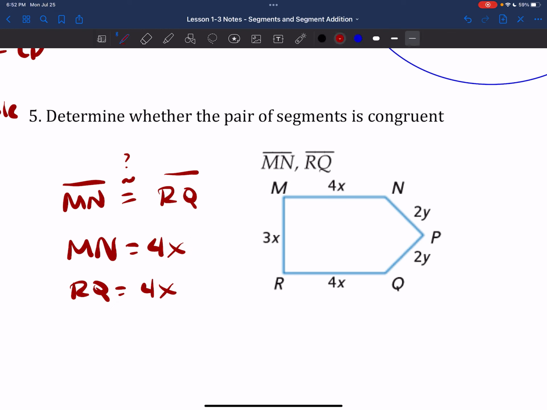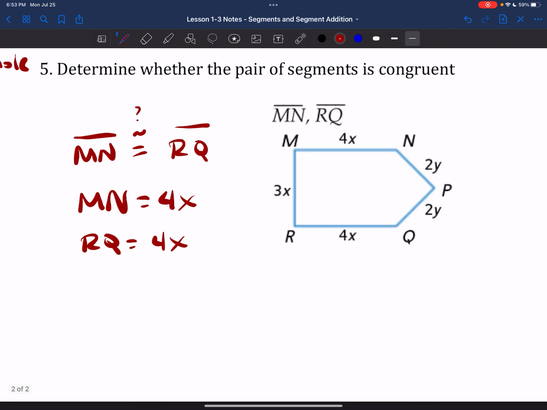Of course, they are congruent. Whatever I plug in, it doesn't matter if x is 2, 1.1, 5, or 7, because you're going to get the same result every time. So we can definitely say that these two are indeed congruent.